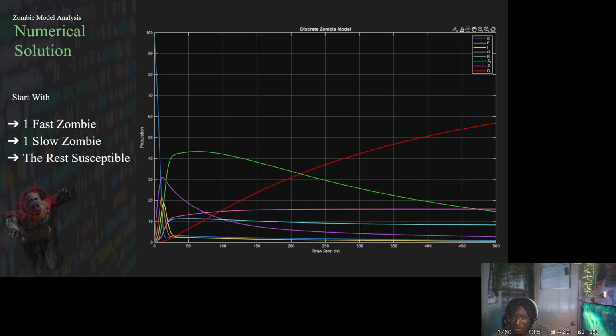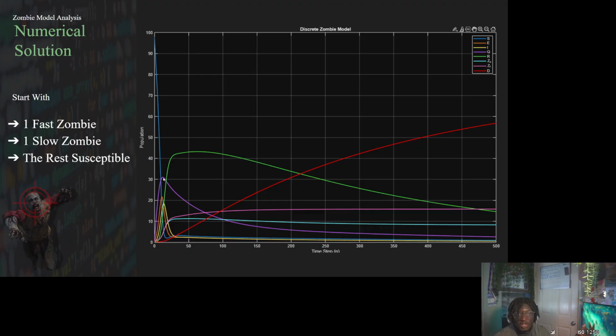So here's the numerical solution for that system of equations that I just showed you. Initially, for our initial conditions, we start off with 1 fast zombie, 1 slow zombie, and make the rest of the group susceptible individuals. As you can see, same behavior with the susceptible individuals. Their population just kind of tanks because now they're being filtered through the other groups.